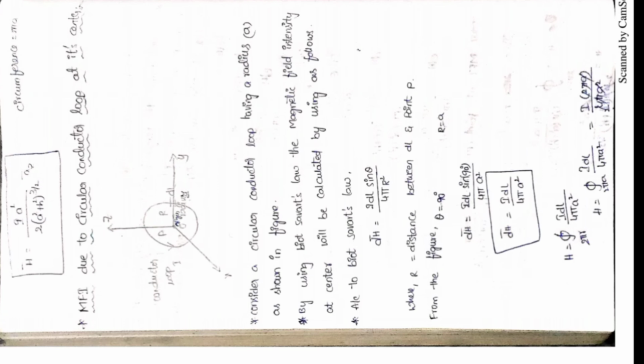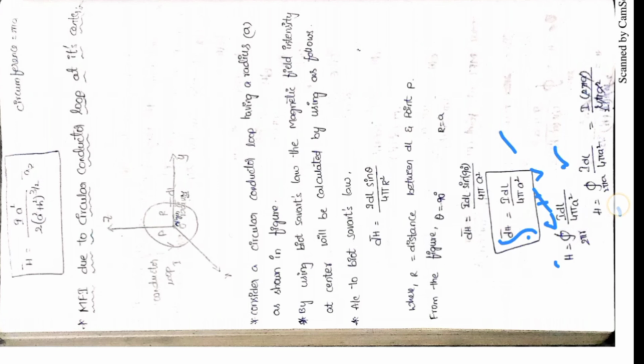Now if you substitute theta equal to 90 degrees, you can get dH equal to I dl sin 90 by 4 pi r square. Sin 90 value is 1, hence we can write dH equal to I dl by 4 pi a square. Therefore, if you integrate this over the total circumference 2 pi r, then H equals the closed integral of dH, that is I dl by 4 pi a square.